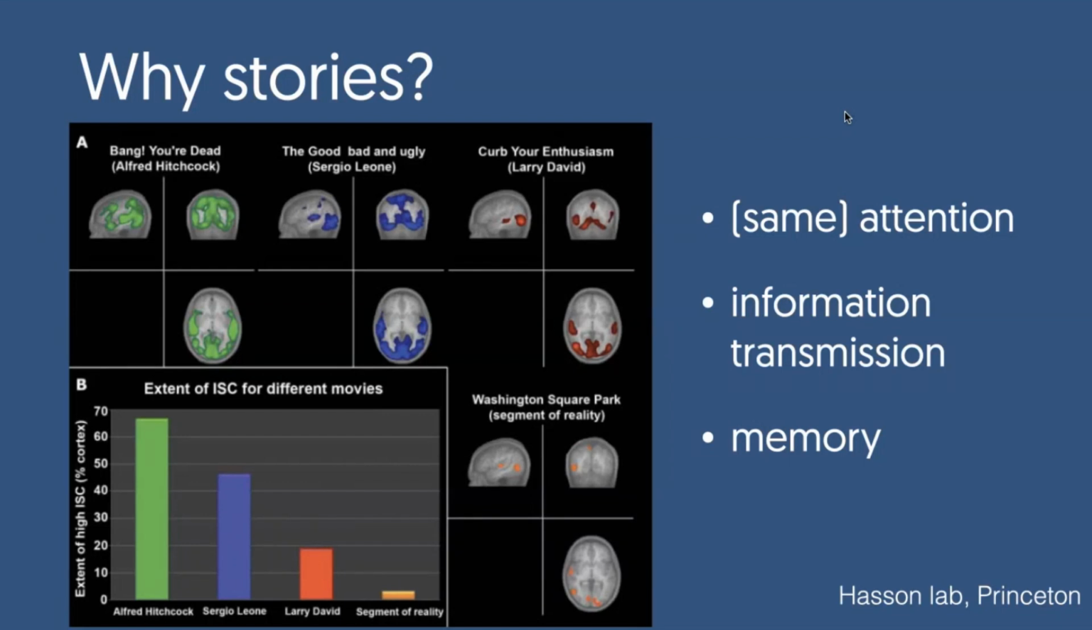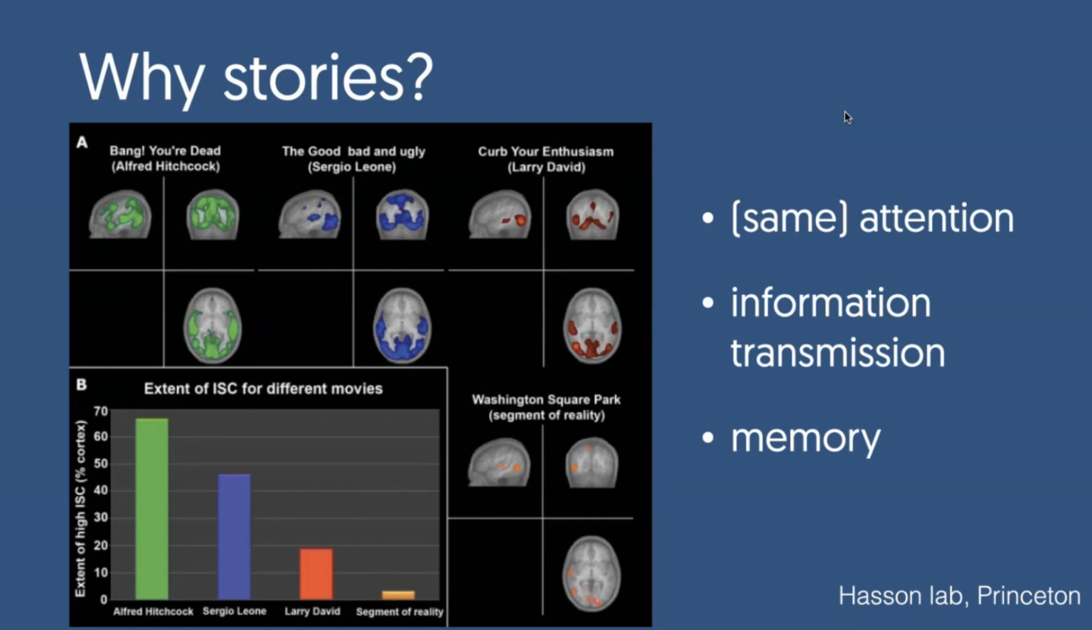And you see that when people, on the bottom left, look at a very well-structured movie like an Alfred Hitchcock, up to 70% of the people spike at the same time, which doesn't tell us what exactly is happening, but you can imagine what's happening. They're afraid at the same time, they laugh at the same time, they are surprised at the same time.